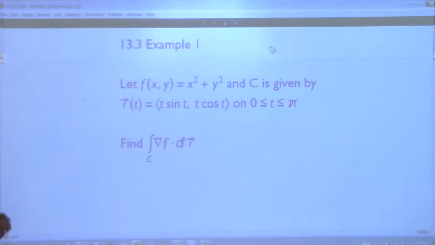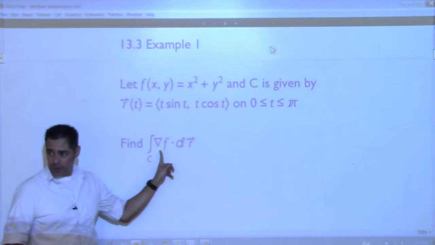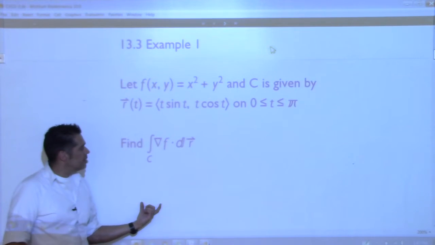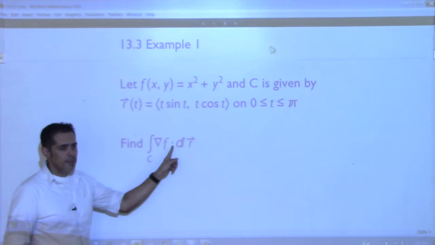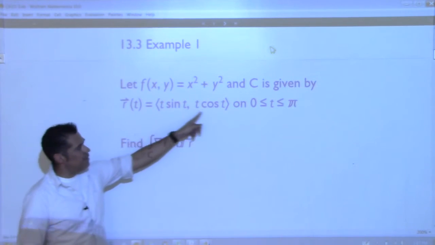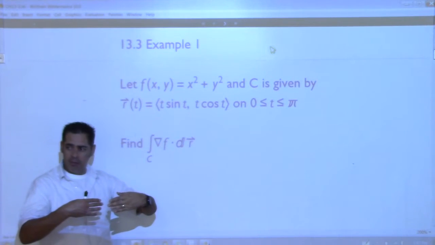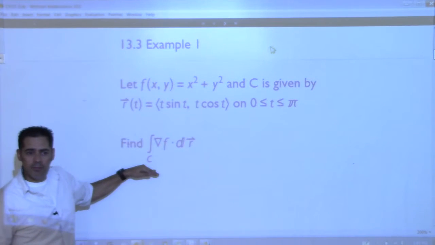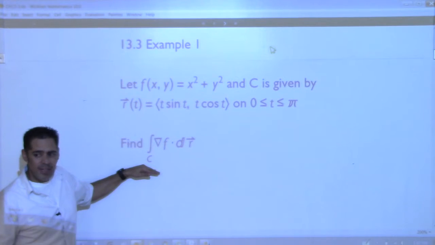How do you want to do this? There's an easy way and a hard way. Take the partial with respect to x and y first. Okay, so go and compute the gradient first. And once I do that, dot that with dr, which is the derivative of this. Dot the two together, right? And then go and integrate that from 0 to pi. Do you all understand that? Yep. That's the hard way.